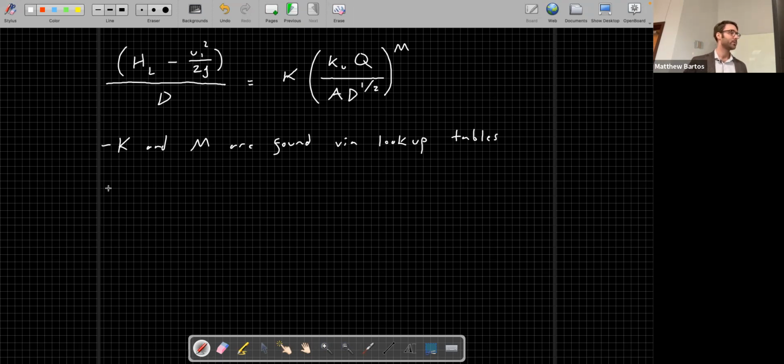And K sub U is a constant that depends on the units. So this is equal to 1 for US units and 1.811 for SI units.